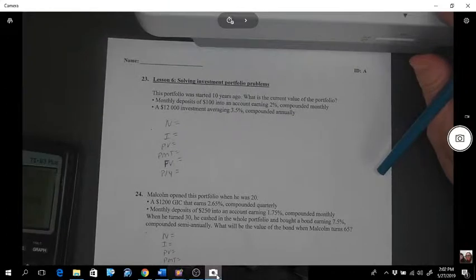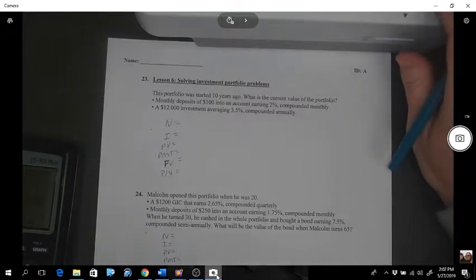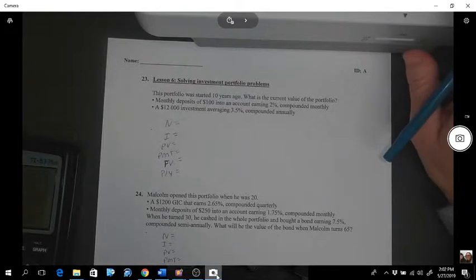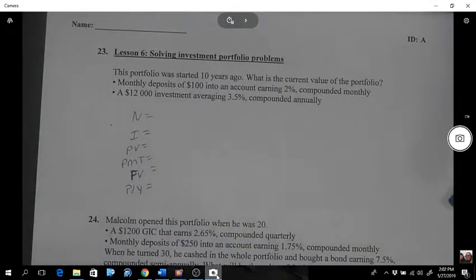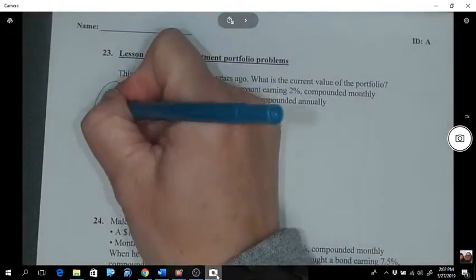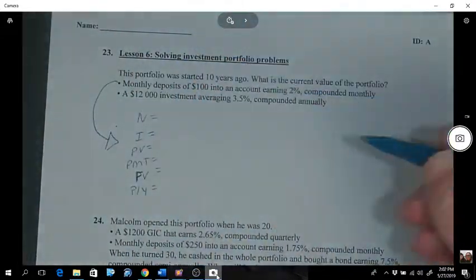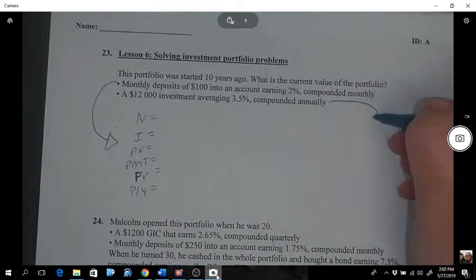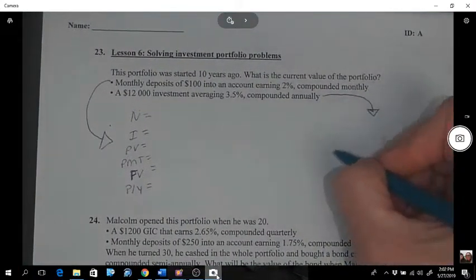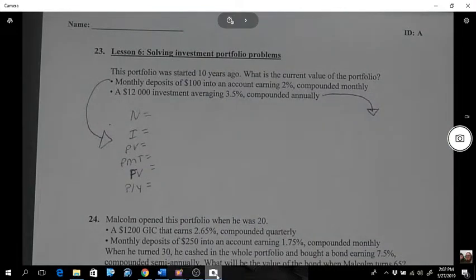Okay, lesson 6. We're going to combine some stuff from the compound interest and the payments. Number 1: starting this portfolio 10 years ago, what's the current value of it? Monthly deposits are going to be made, so we're going to do a solver, and then a $12,000 compounded interest. So we're going to do 2 parts and put them together.